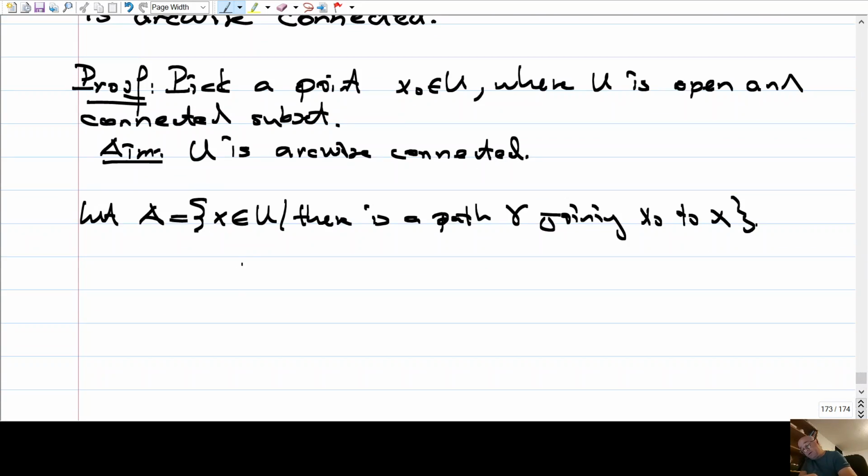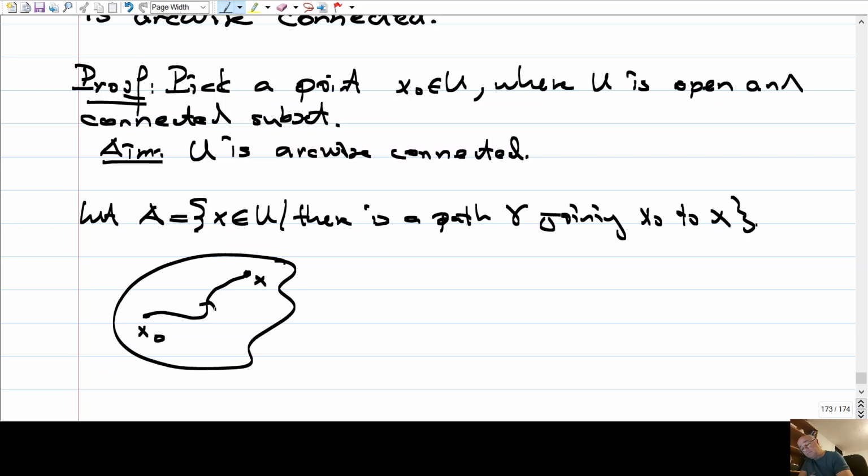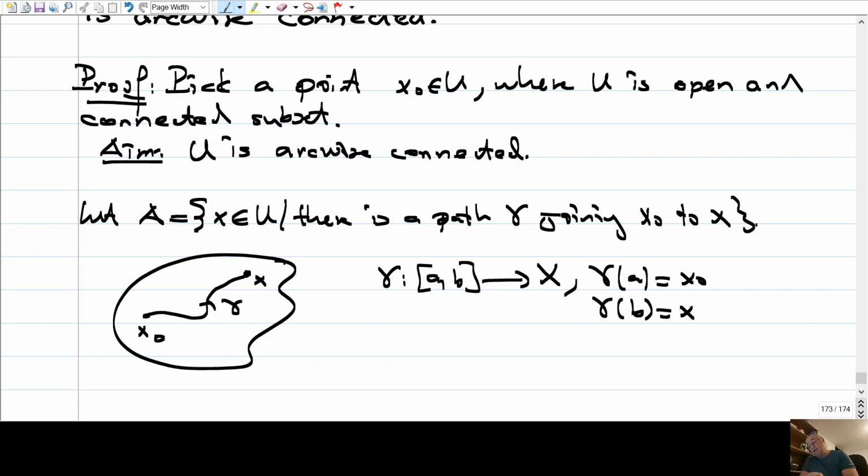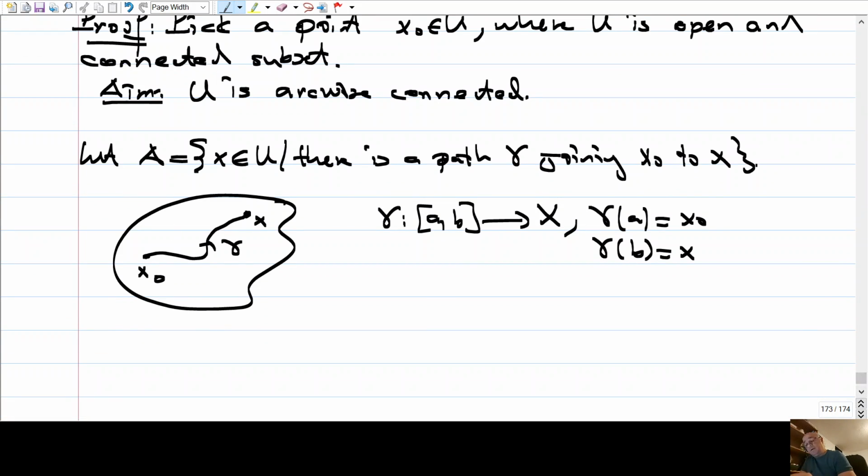Okay, so for any x in U, if I can find a path joining these two points, what I mean by a path, of course, is a continuous function defined on some interval, so that one endpoint is mapped to x0 and the other endpoint of the interval is mapped to x. And A is the set of all points like this. So in other words, A is the subset of U which are connected to x0 by a path.